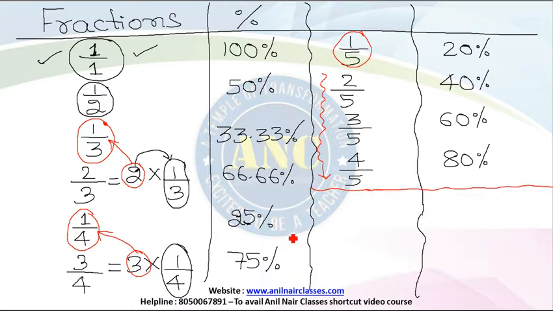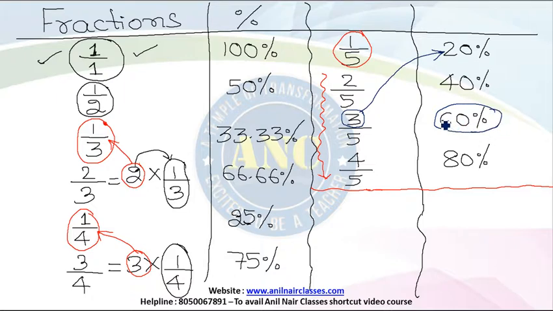That means 1 by something value is very important. You need to know the value of 1 divided by something. The remaining values are just nothing but take the numerator, multiply with the original value. That means if I want 3 by 5, take numerator 3, multiply with original value 20. 3 into 20 becomes 60%. 1 by something is a very important point.